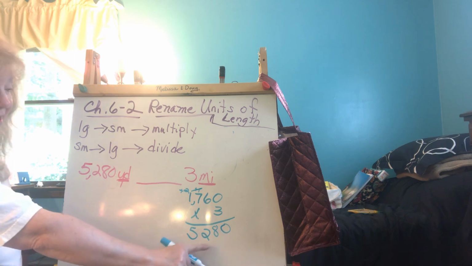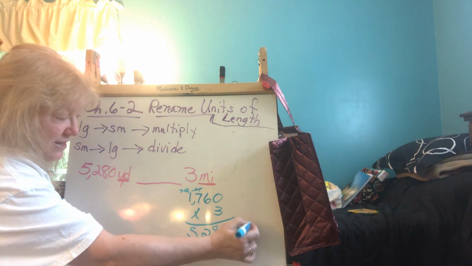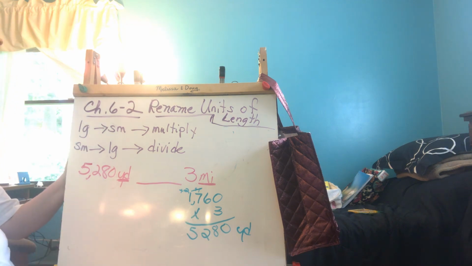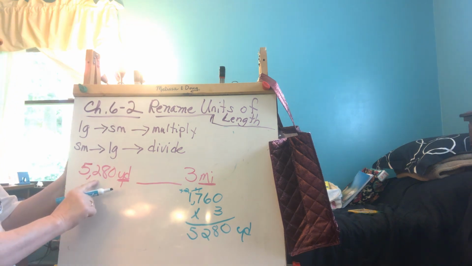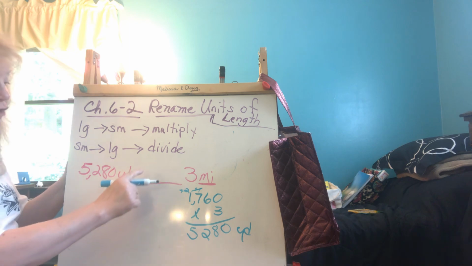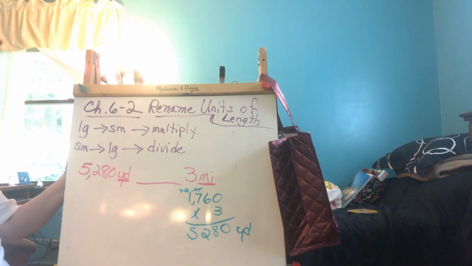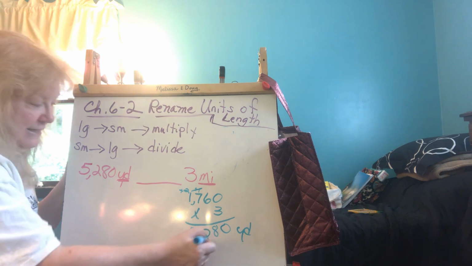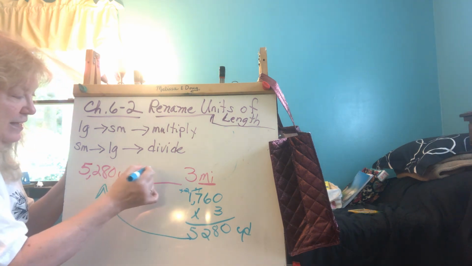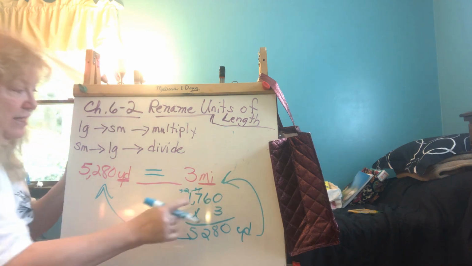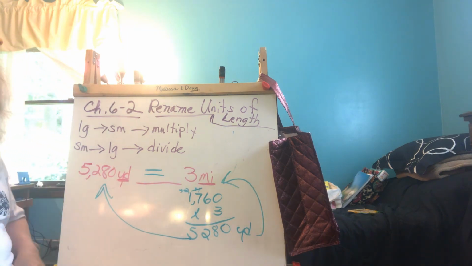Now I can compare, this is yards, this to this. So is 5,280 yards greater than, less than, or equal to 3 miles? That's right. Since these are the same, that means these two are equal to each other. Good. Okay.